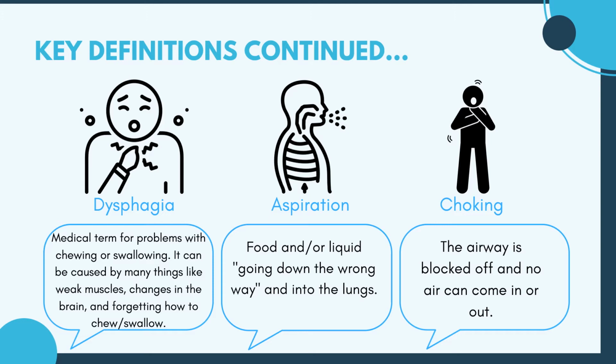Dysphagia is a medical term for problems with chewing or swallowing. It can be caused by many things like weak muscles, changes in the brain, and forgetting how to chew or swallow. Aspiration describes food and/or liquid going down the wrong way and into the lungs. Choking happens when the airway is blocked off and no air can come in or out.